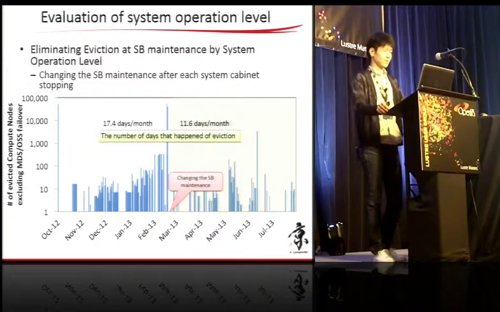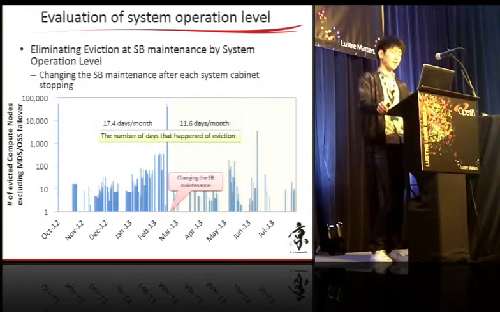This graph shows the number of evicted compute nodes excluding failover. In the middle of February, we changed the operation of maintenance. As you can see in the graph, eviction is eliminated after February.